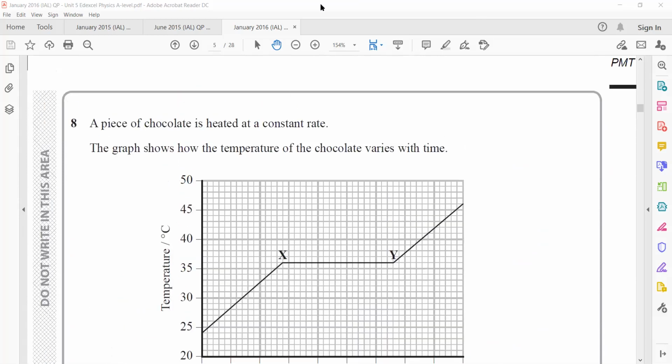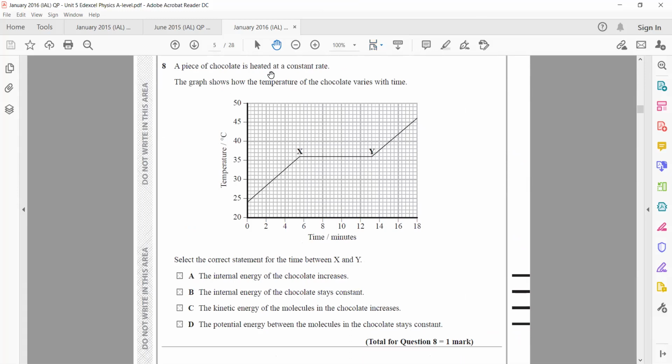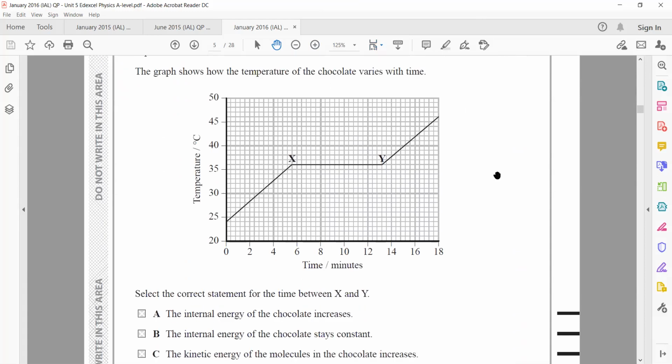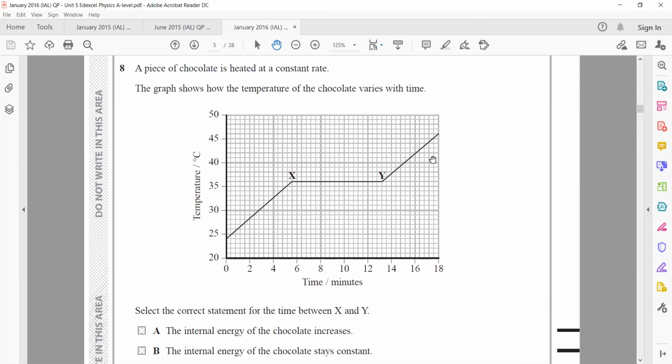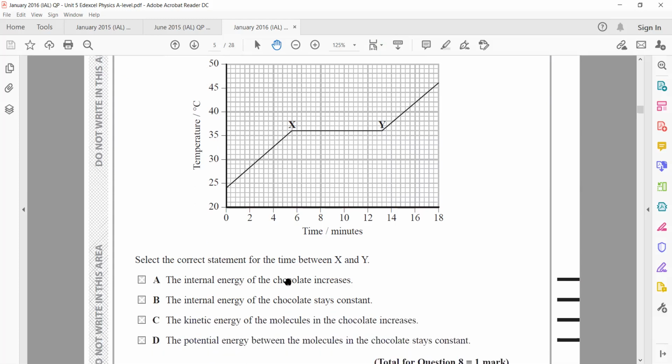Question 8. A piece of chocolate is heated at a constant rate. Means the same rate it is heated, or the same amount of energy supplied or removed per second. The graph shows how the temperature of the chocolate varies with time. Select the correct statement for a time between x and y. Which one is the correct statement for a time between x and y?